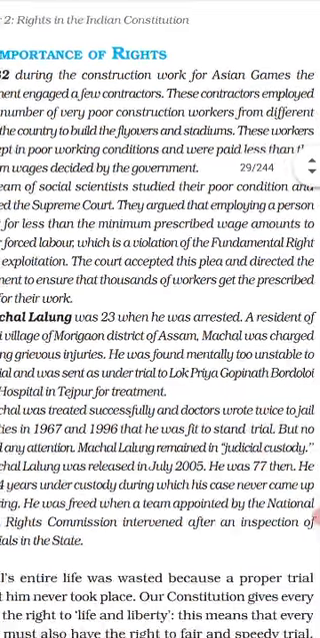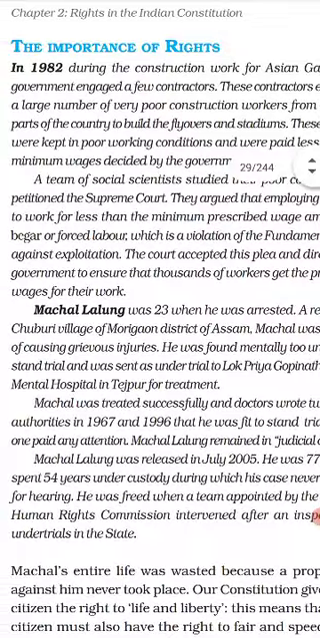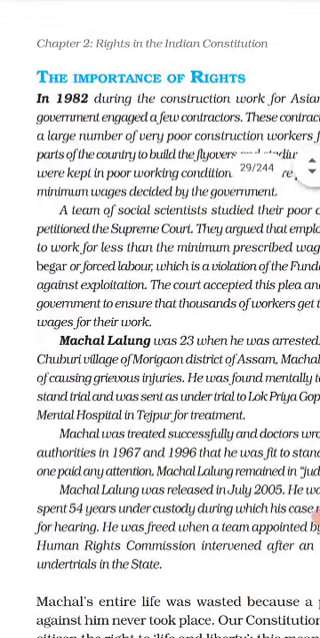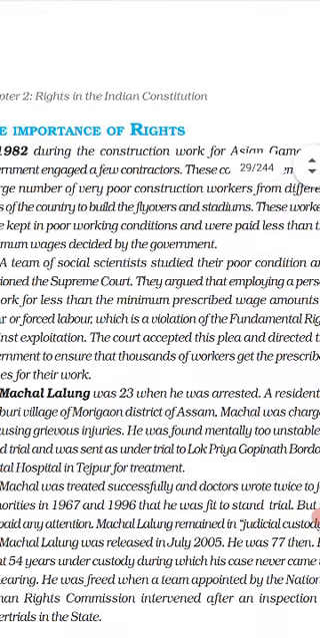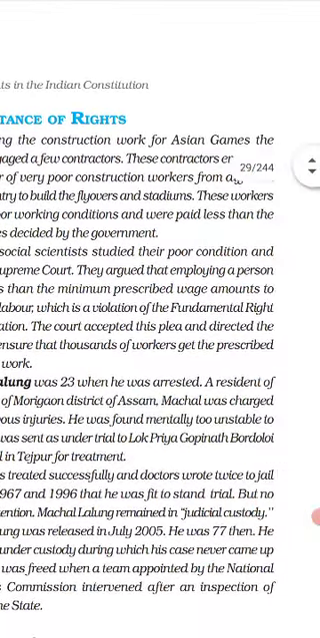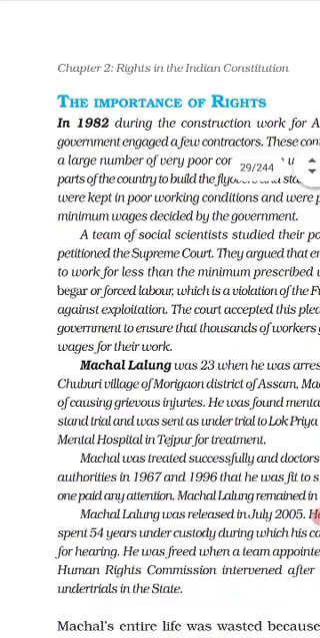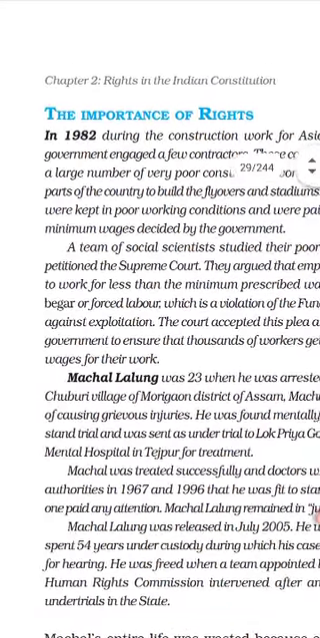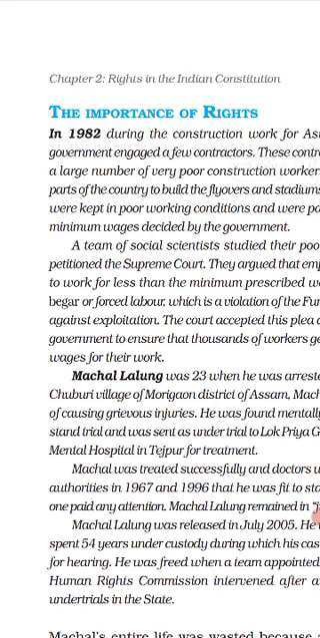These contractors employed a large number of very poor construction workers from different parts of the country to build the flyovers and stadiums. These workers were kept in poor working conditions and were paid less than the minimum wages decided by the government.